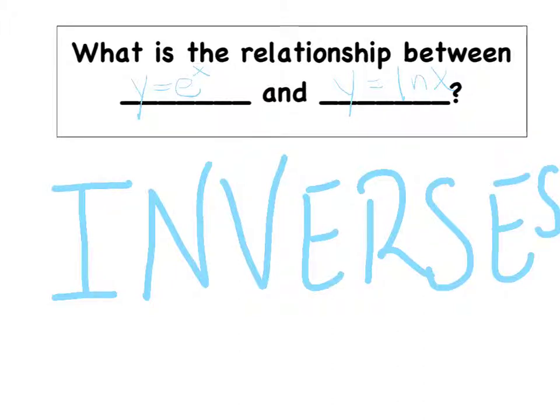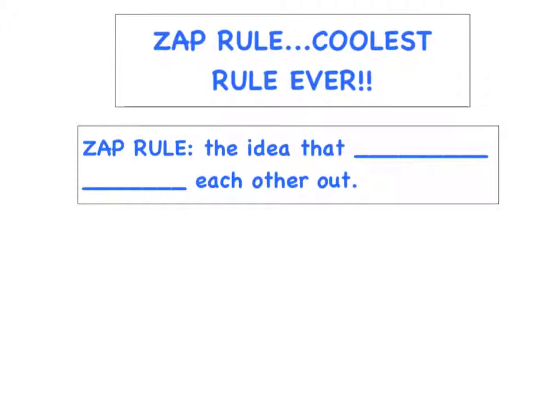In essence, they're going to cancel. The Zap Rule, one of the coolest rules ever, is the idea that inverses cancel each other out, just like we said on that last slide. In other words, they undo each other, basically.